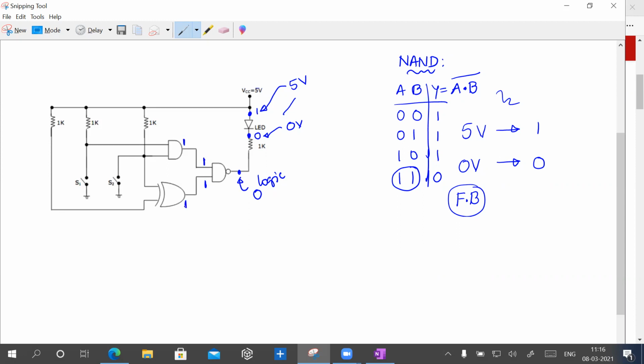Now you tell me, when is the output of the AND gate 1? Both should be on, right? When both are 1, then only the output of AND is 1. That means you must get 1 here, and you must get 1 here. Then only the output of AND is 1. Now, will you get 1?